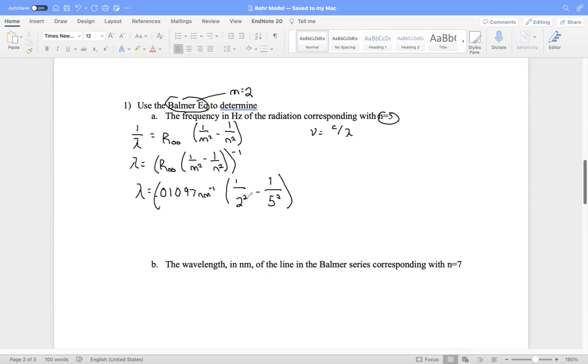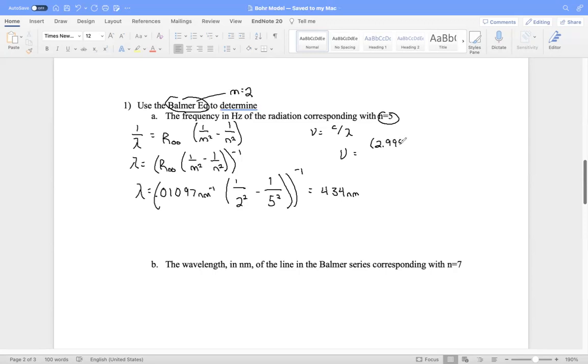And this is all raised to the negative 1. And so when we solve this out, we get that lambda is going to be 434 nanometers. And so now we can plug this in, but make sure before solving for our frequency to convert to meters, because we use the speed of light, which is in meters per second.